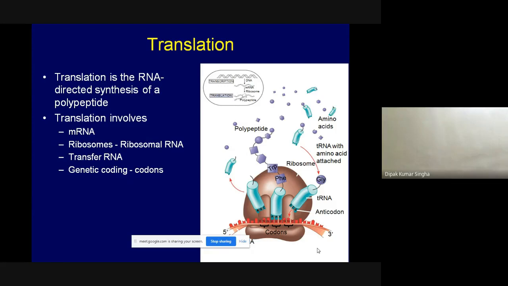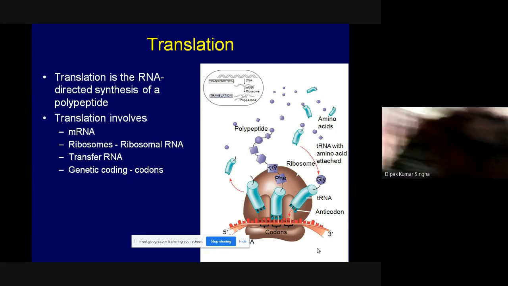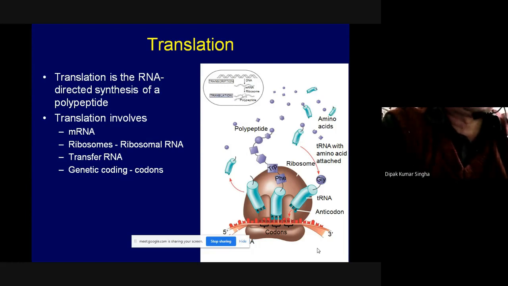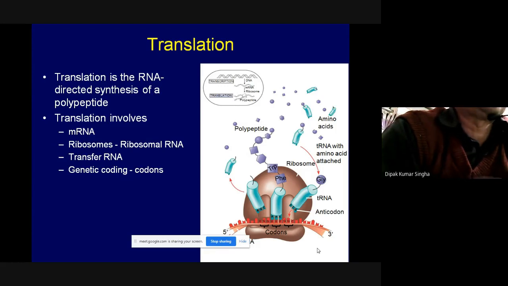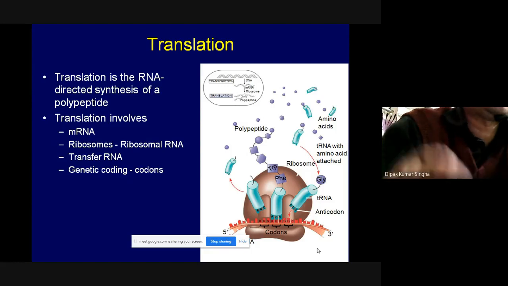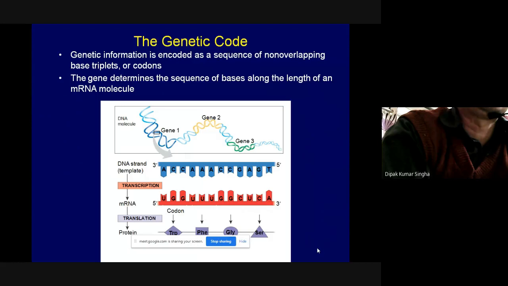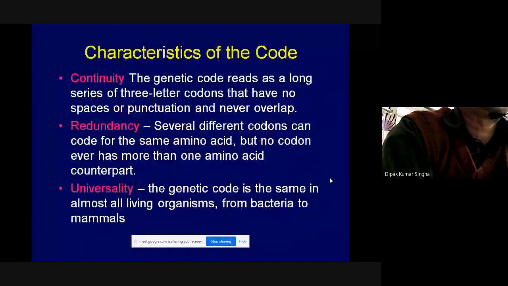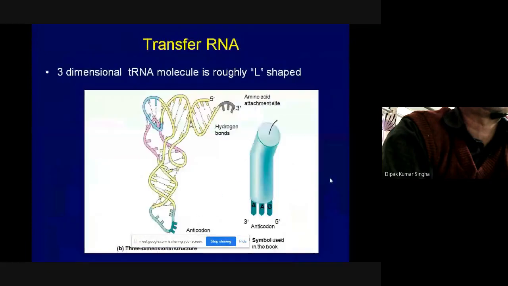In eukaryotes it is the 80S ribosome, where the large unit is 60S and the small unit is 40S. After all, this leads to the formation of protein. The translation of RNA directs the synthesis of polypeptides, and translation involves mRNA, ribosome, transfer RNA, and the genetic code. Obviously, I already discussed the details of the genetic code. This is the codon, and these are the anticodons, gene 1, gene 2, gene 3. Last class we discussed the genetic code and its characteristics.